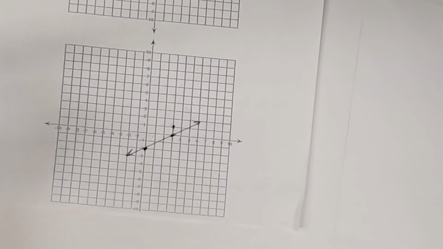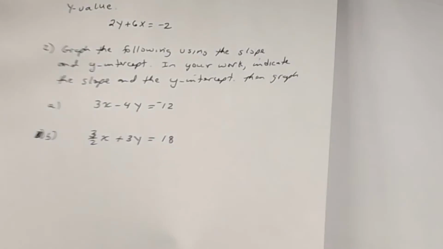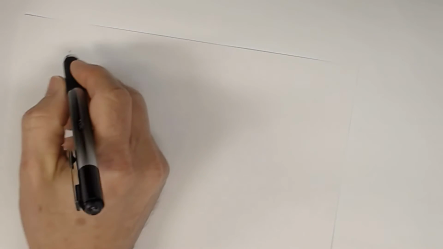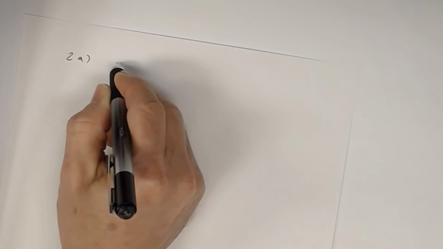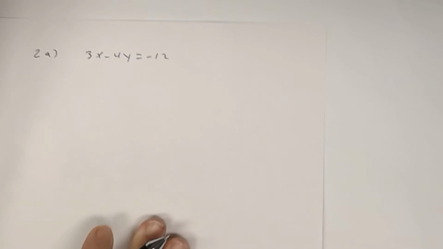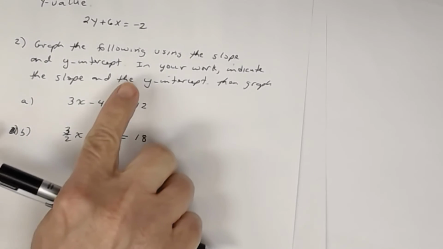All right, so let's go ahead now and do these. So let's look at 2a. So 2a is this. And I'm going to go ahead and put these notes in Canvas sometime tomorrow so you'll have access to them. So 2a is 3x minus 4y equals negative 12. All right, now remember what the direction says. The direction says graph the following using a slope and y-intercept.